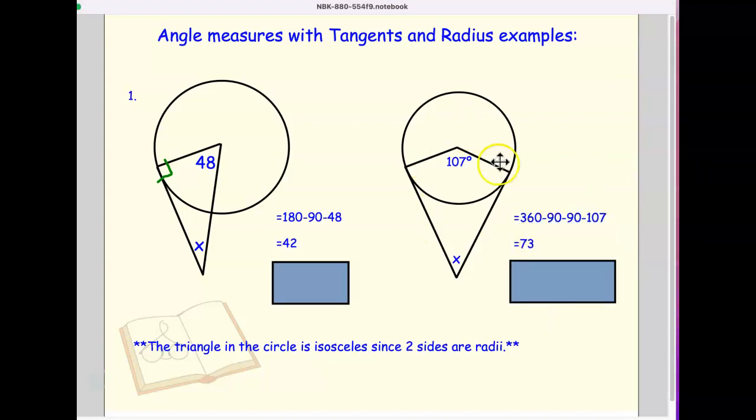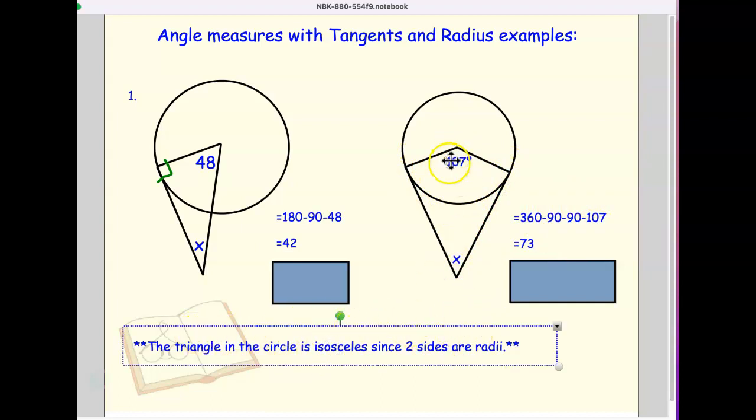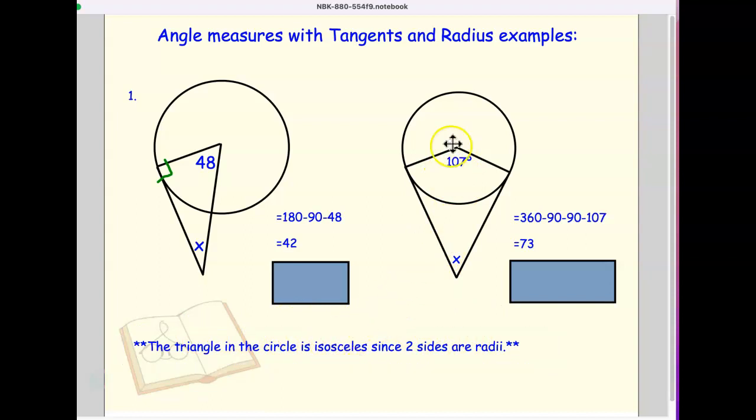We would do 360 since it's a four-sided figure. We would do 360 minus the 90, and then minus the 107 that we know, to get 73 for this one. Okay. One thing that you should note is that if you draw two radii, like this one and this one, these two would have the same length, as well as those two having the same length. So that may help you in later pieces.